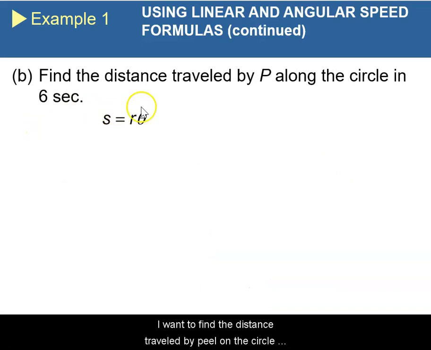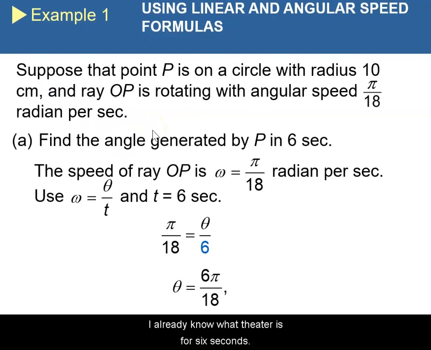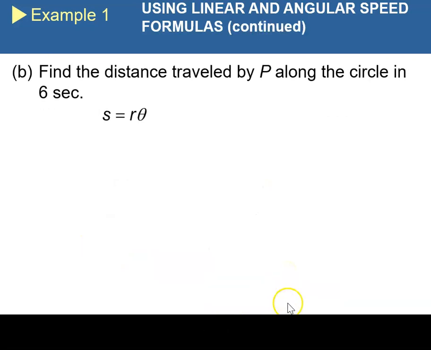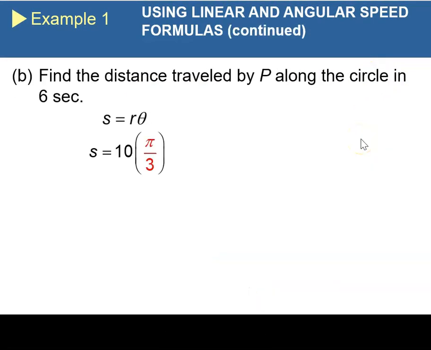So I want to find the distance traveled by P along the circle in 6 seconds. S is R times theta. I already know what theta is for 6 seconds. It's pi over 3. So I'm going to go pi over 3 times my radius, which again I have is 10 centimeters. So 10 times pi over 3 gives me 10 over 3 pi.